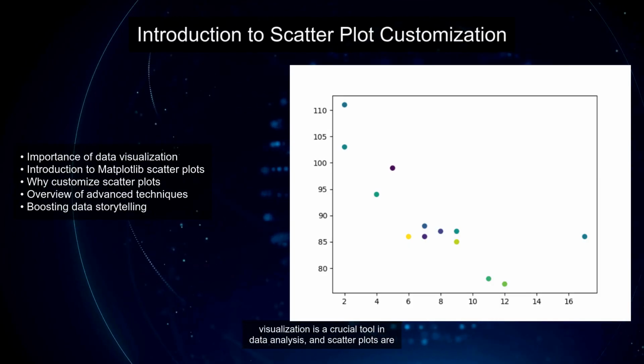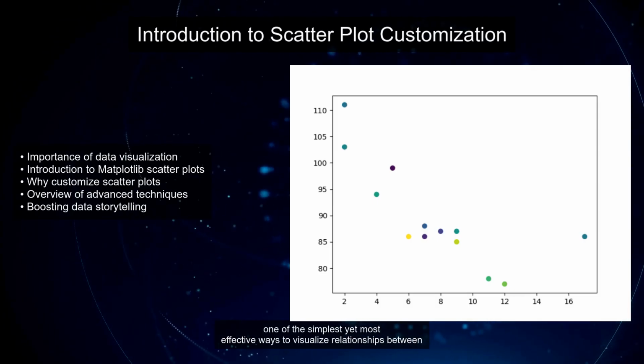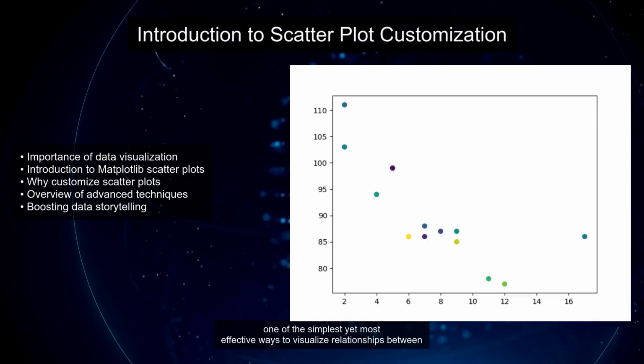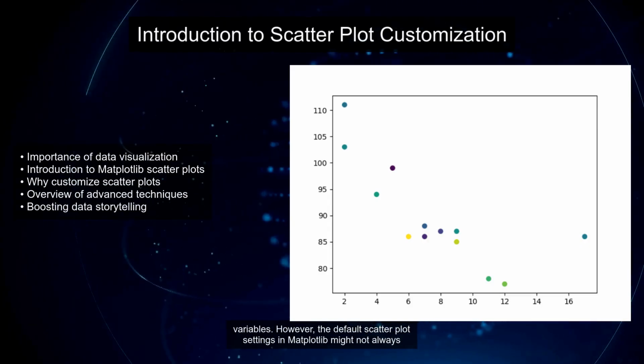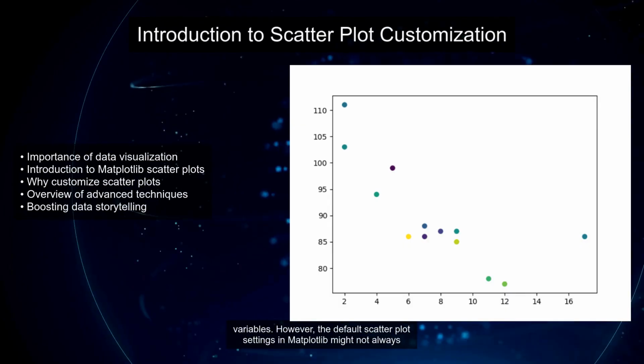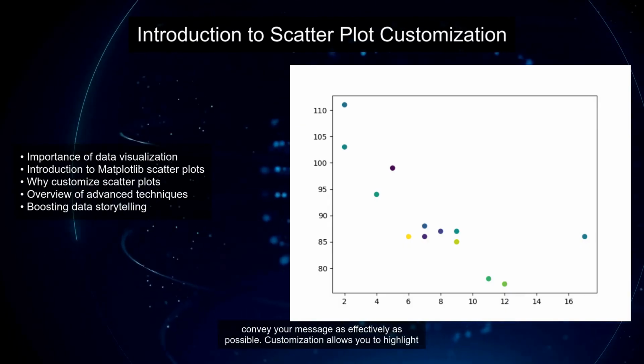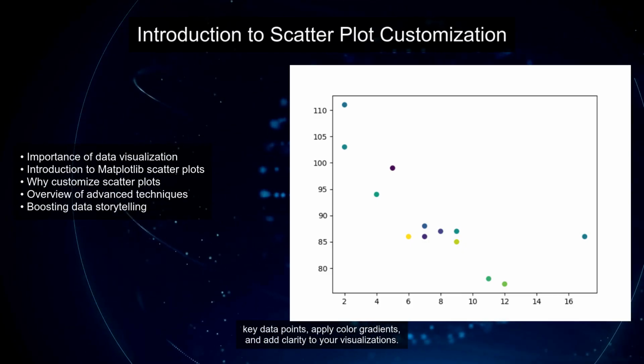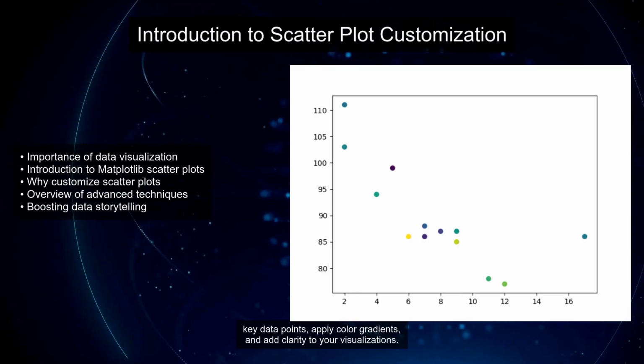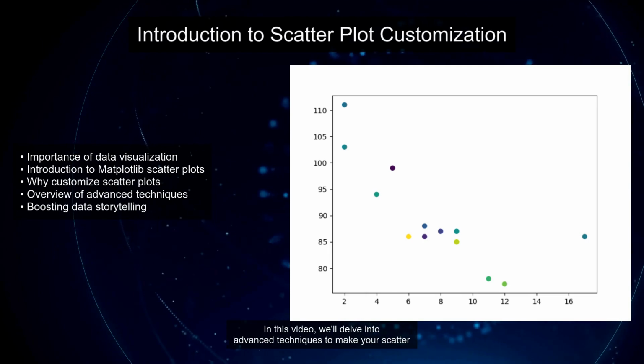Data visualization is a crucial tool in data analysis, and scatterplots are one of the simplest yet most effective ways to visualize relationships between variables. However, the default scatterplot settings in Matplotlib might not always convey your message as effectively as possible. Customization allows you to highlight key data points, apply color gradients, and add clarity to your visualizations.